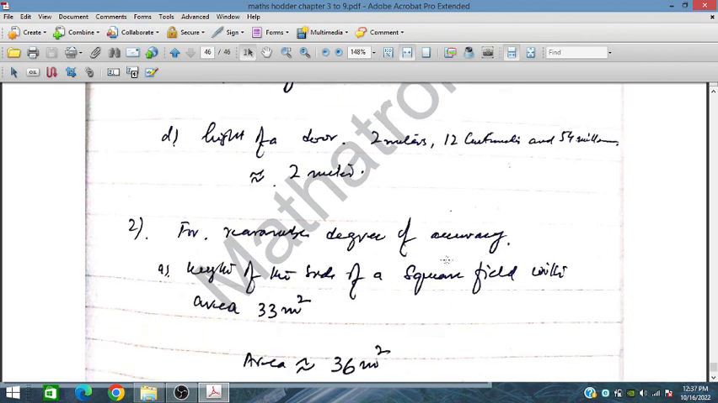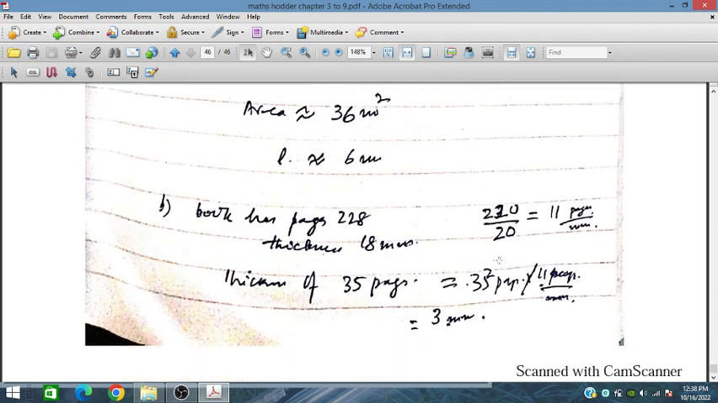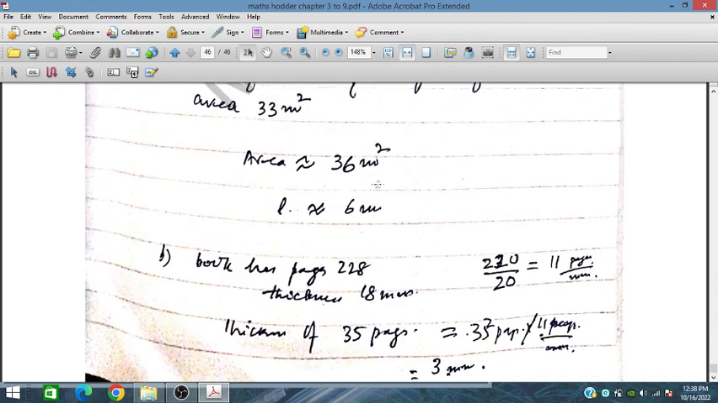For a reasonable degree of accuracy, find the side length of a square field with an area of 33 meters squared. 33 meters squared is very close to 36, which is 6 by 6 area. So this gives 36, and the length of one side is 6 meters. So the approximation can be performed easily. In real life, this helps us in many situations.